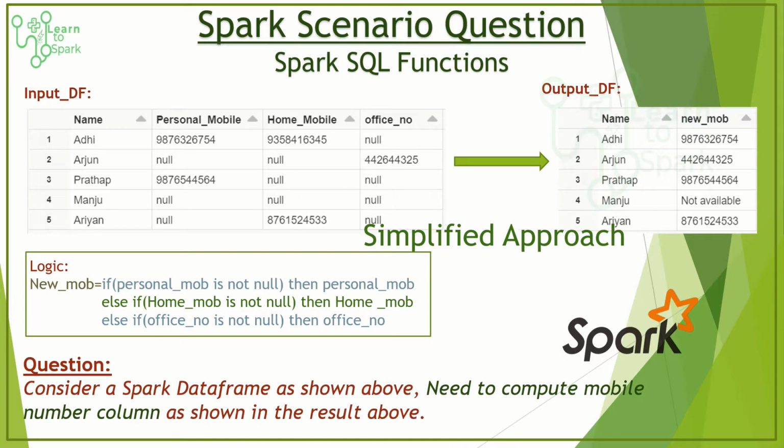And the question is, as shown here, we have an input data frame in which we have columns name, personal mobile number, home mobile number, and office number. We need to compute the new mobile number in our output data frame as shown here.